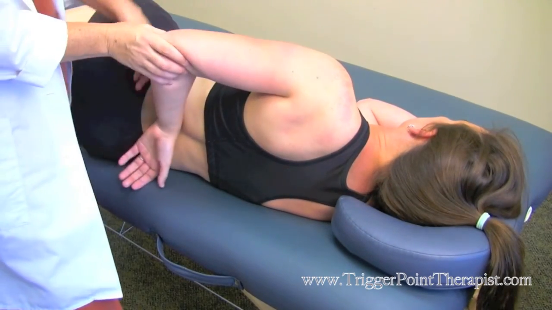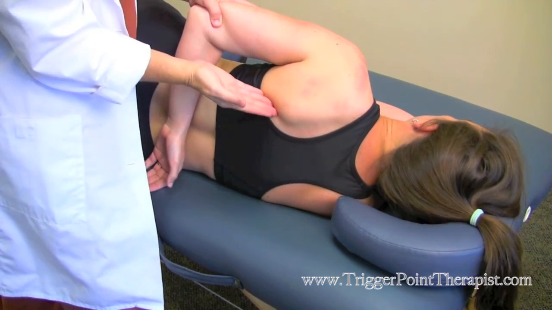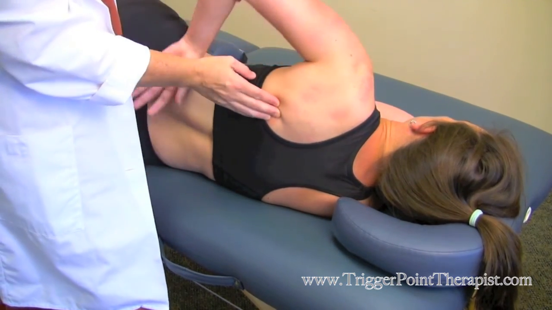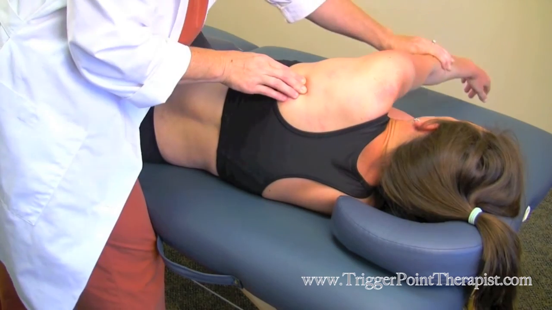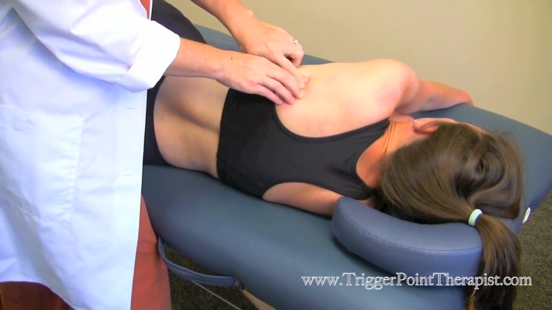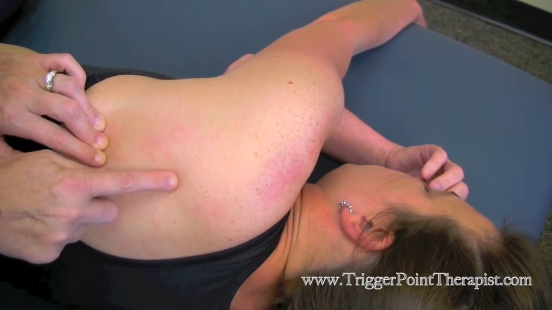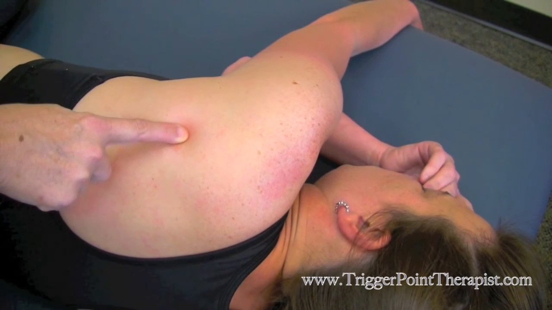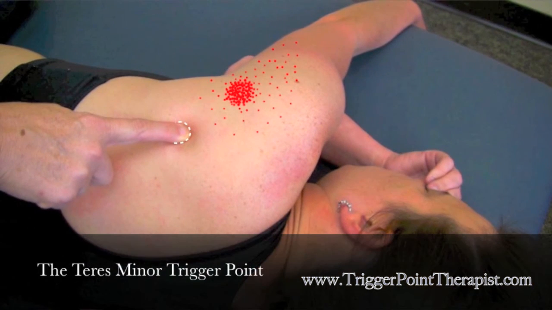With your client side lying, locate the inferior angle of the scapula by having them drop the arm behind their back. Now bring the arm in front and rest it on the table. From the inferior angle of the scapula, move 2 to 3 inches up and 2 inches lateral to locate the teres minor trigger point.